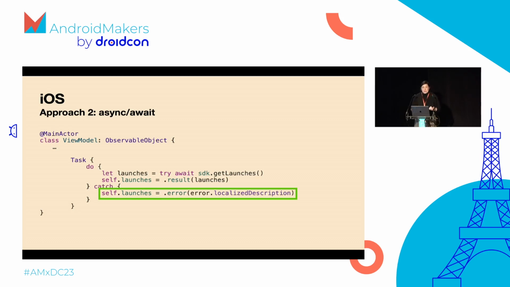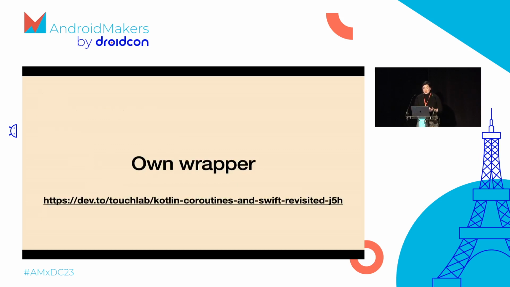Okay, so how do we actually go ahead and provide cancellation support? Now, the first solution you're probably not going to like. I don't like it either. It's to create your own wrapper that will support cancellation. So you can look at this article. I'll give you a moment. If you're really adventurous and you want to write your own wrapper, go for it. This is an article from TouchLab, and you can look at that article for inspiration.